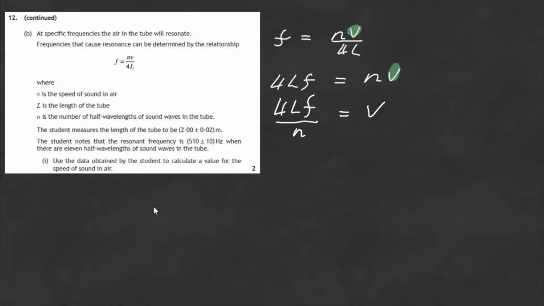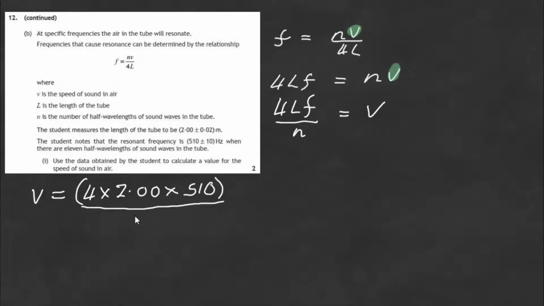So now we've got the relationship for v. What we do now is just plug in the numbers. We can say v is going to equal 4 times the length of the tube, 2.00 metres, multiplied by the frequency, which is 510 Hz. Put a bracket around that to keep that tidy, and we're going to divide that by the number of half wavelengths, which is 11.